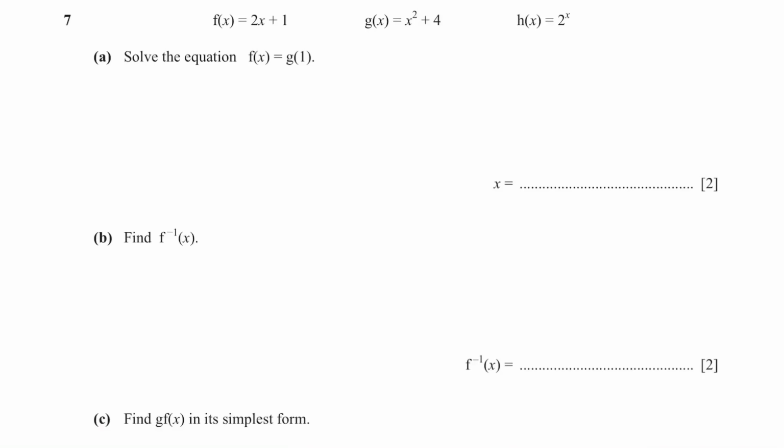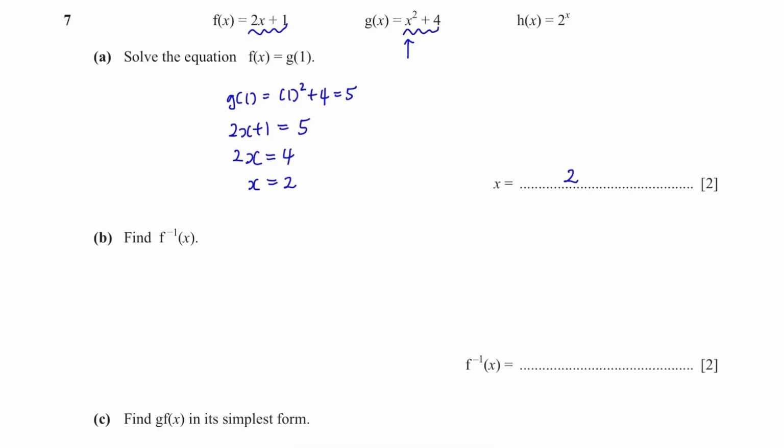Question 7. Functions, also a very common question in IGCSE. Part A. Solve the equation f(x) equals 2g(1). f(x) is 2x plus 1, and g(1) is, well, you have to substitute 1 into g(x) to find that out. Instead of x squared plus 4, it will be 1 squared plus 4, and that is just 5. So 2x plus 1 equals 5, and x equals 2.